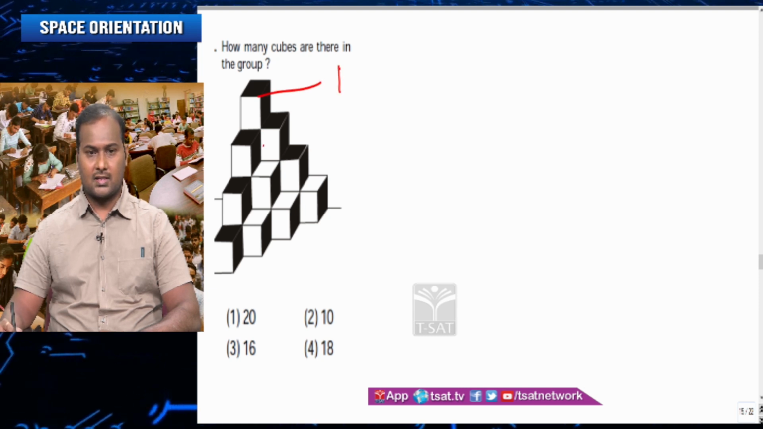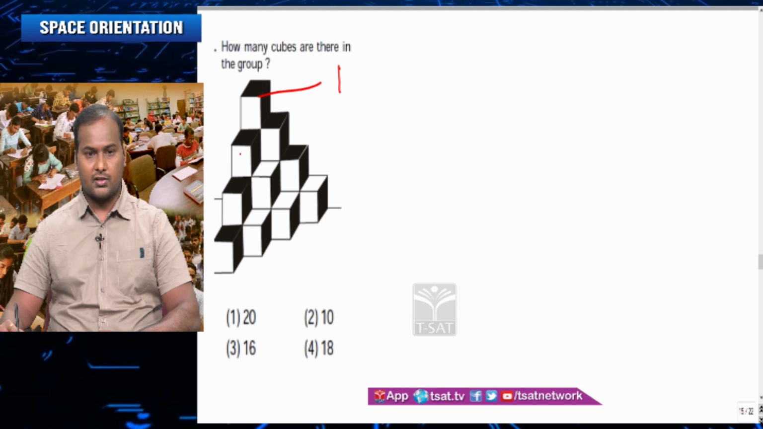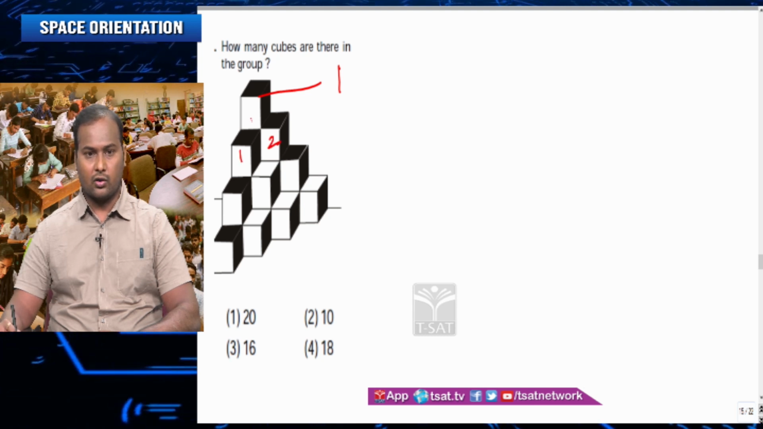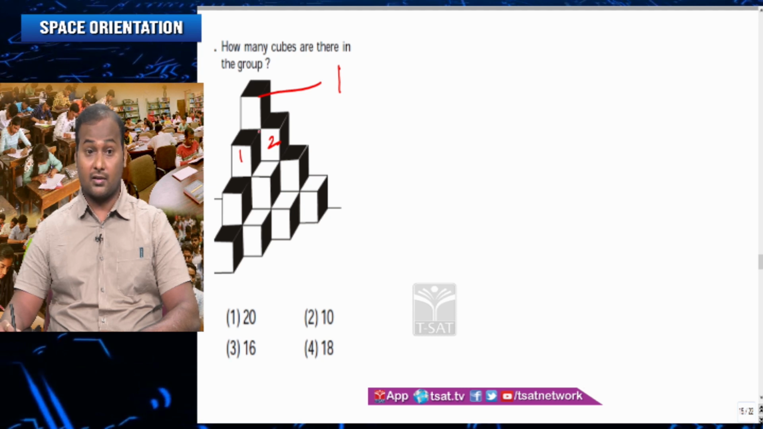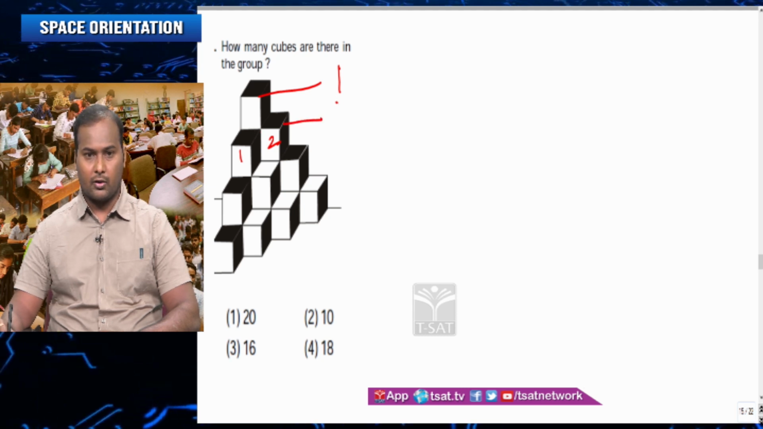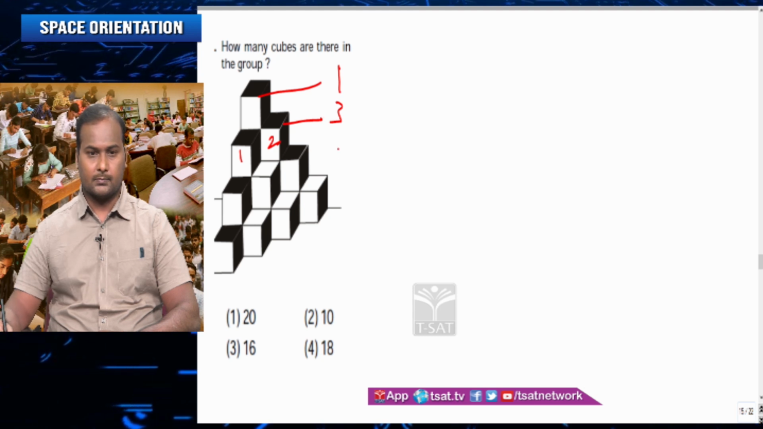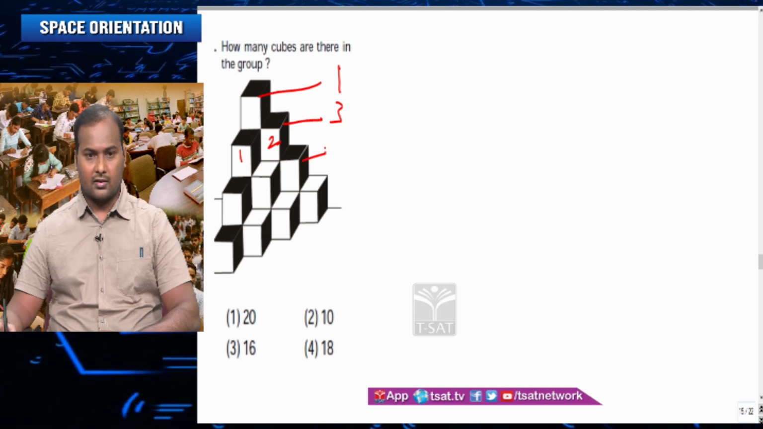1. See the next layer. In this layer, how many are there? See, this is 1 cube. This is the second cube. Below this 1 cube, you have one more cube at the bottom that is not visible. So obviously here, how many cubes are there? 3 cubes are there. Now come to the next layer, this layer.